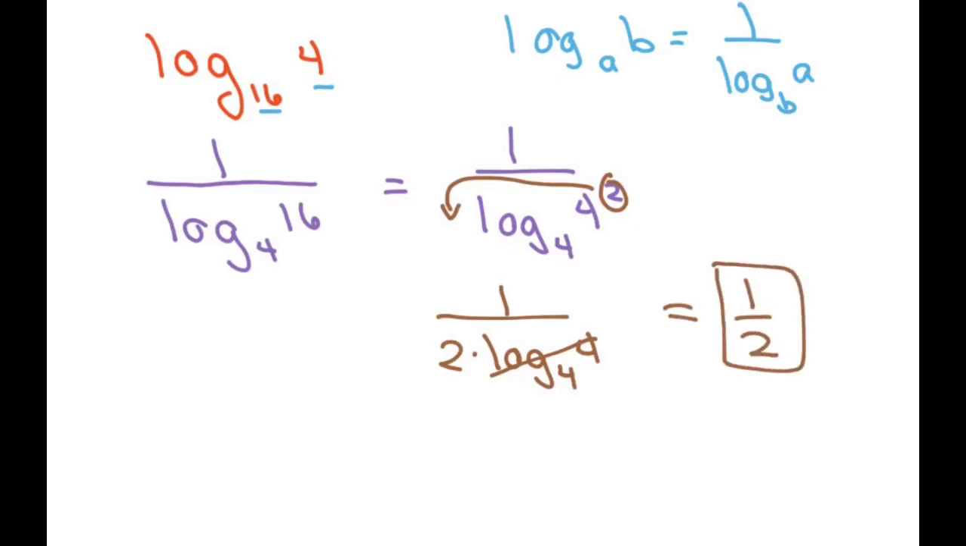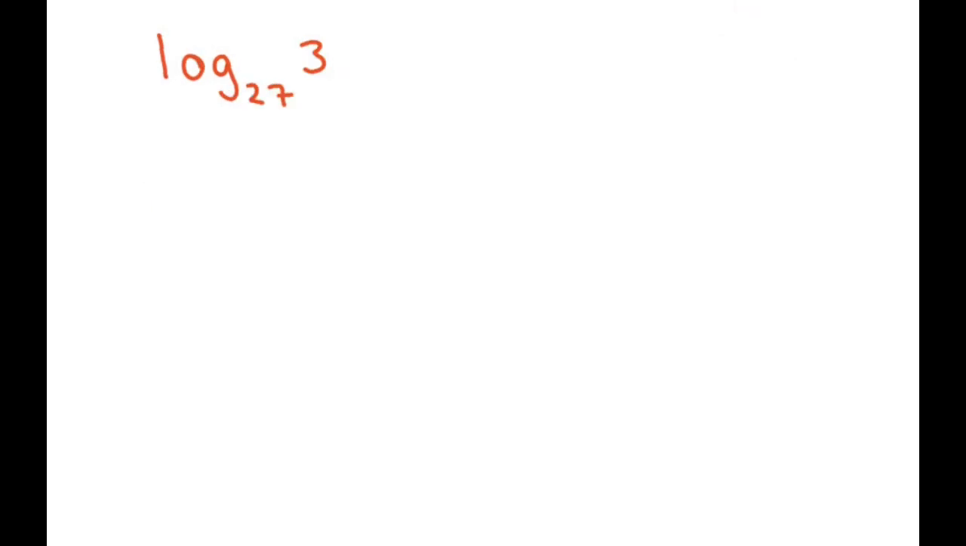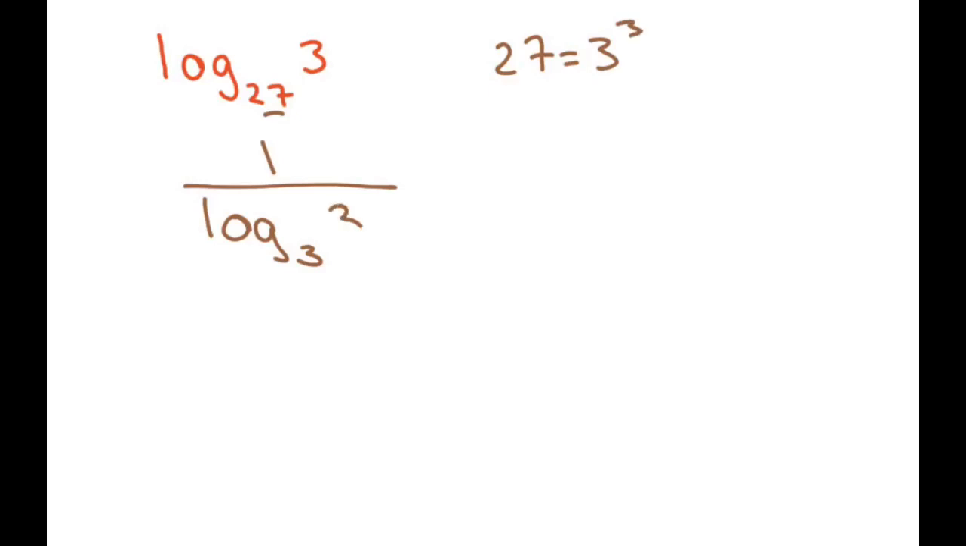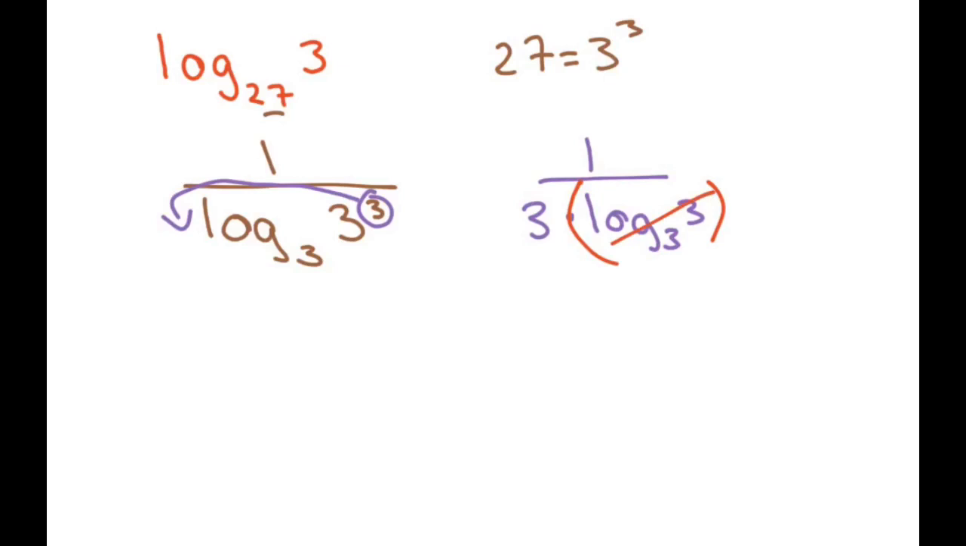The last two problems are the same way. I'm just going to change this as 1 over log base 3, and my 27, remember, equals 3 cubed, so I'm just going to write 3 cubed. Move that 3 in front, so I get 1 over 3 times log base 3 of 3. Log base 3 of 3 is just 1, so my answer is 1/3.